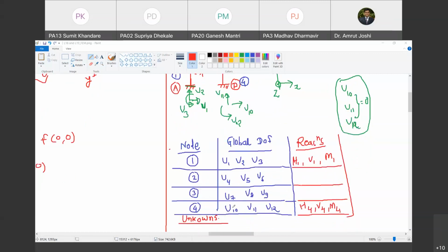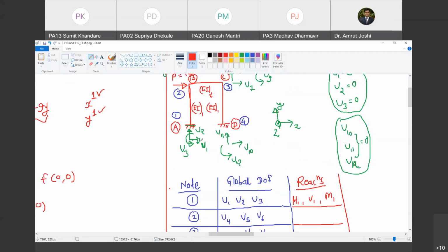At node number 2, U4, U5, U6. Node number 3, U7, U8, U9. And node number 4, you have U10, U11, and U12. Happy? Yes, sir. These are the global degrees of freedom assigned to various nodes in the global structure. Now, let us also list down reactions at each of these nodes. Happy?